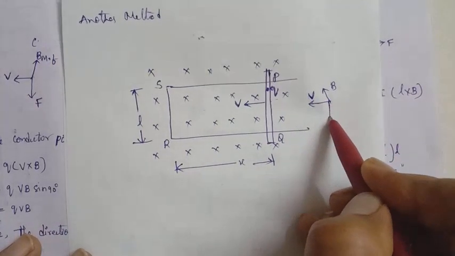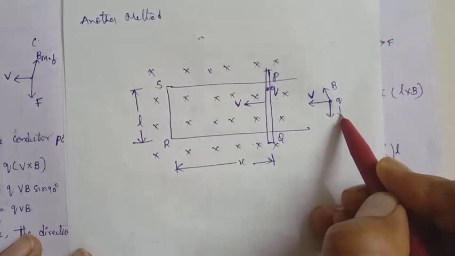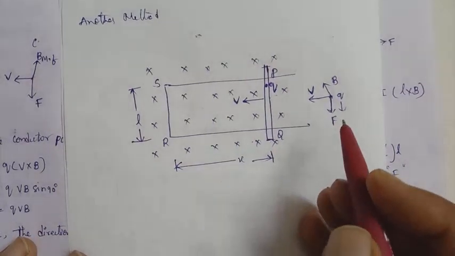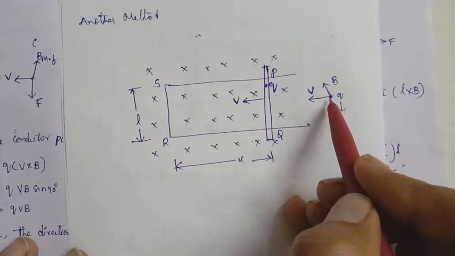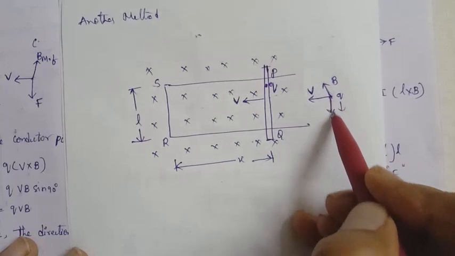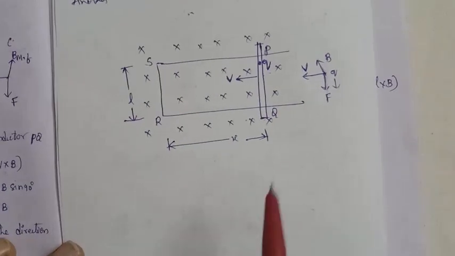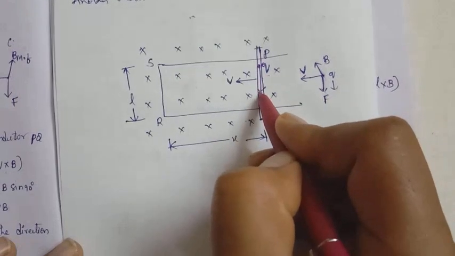Then what is the direction of the force on the charge moving in a downward direction? According to Fleming's left hand rule, you take your forefinger, your middle finger, and then the thumb direction. All of you do this personally. Then the charge will be moving in a downward direction.